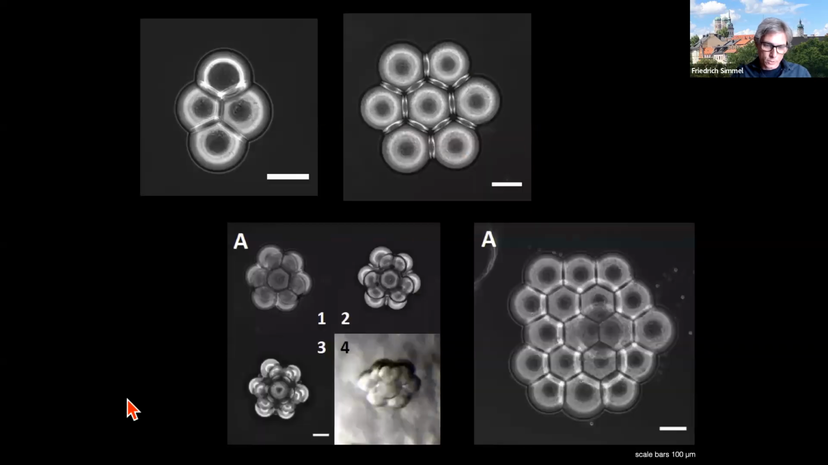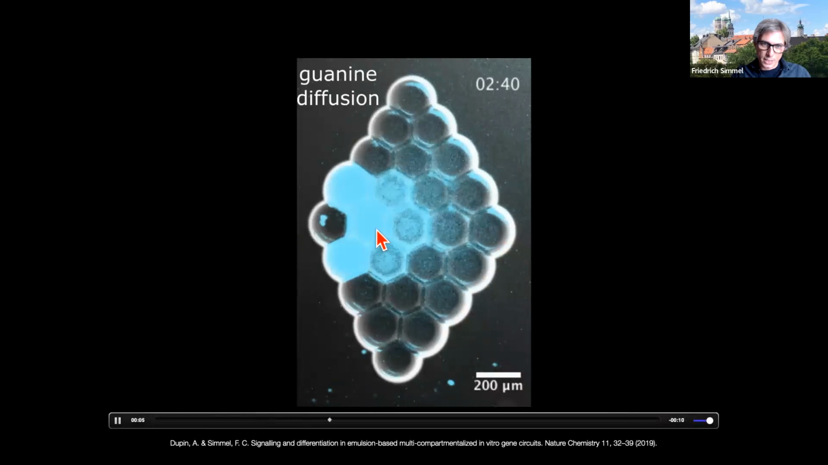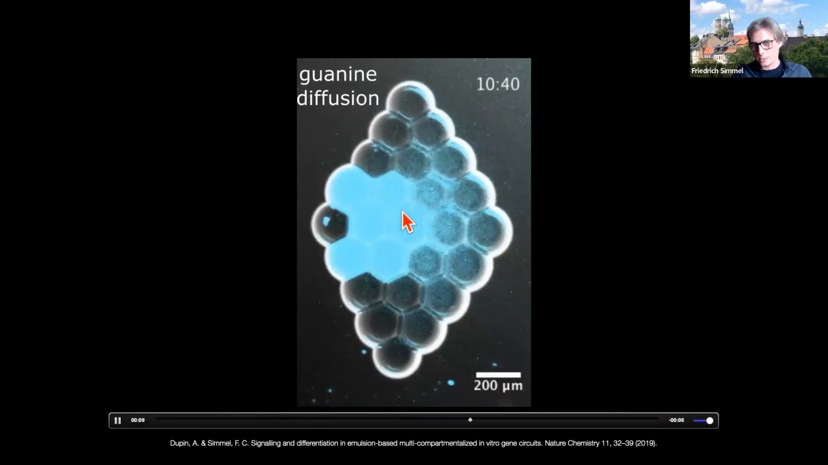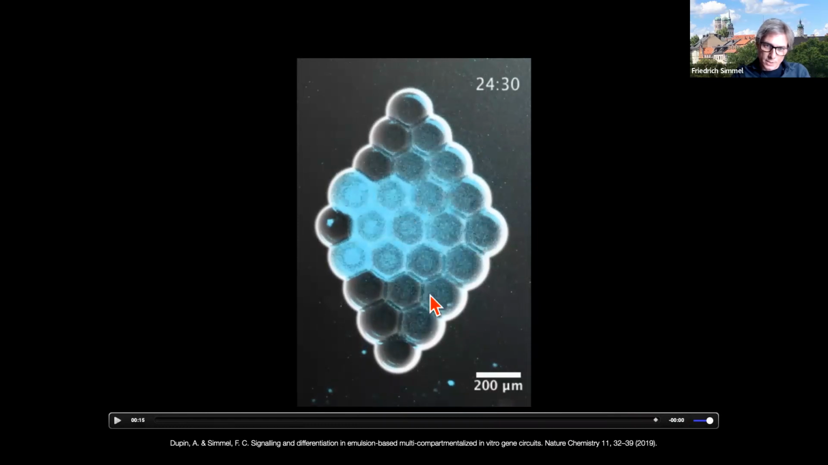So what then happens is that guanine will diffuse into the system, and then, because there are alpha hemolysin pores in all of these bilayers, it will also diffuse into the neighbors, and therefore we detect fluorescence in all the droplets defined by the arrow and the neighbors, but not in the further remote droplets. So that's a very simple experiment.